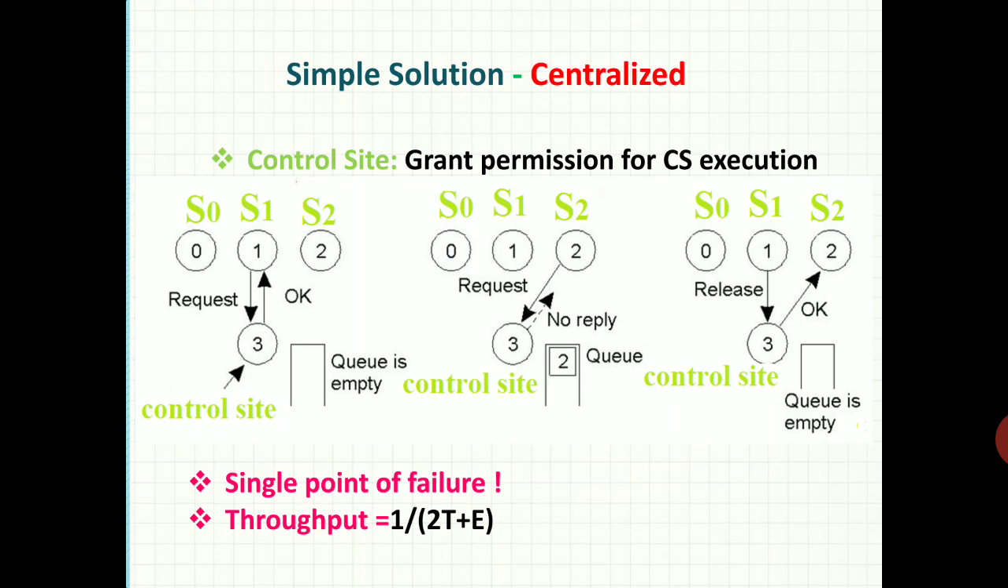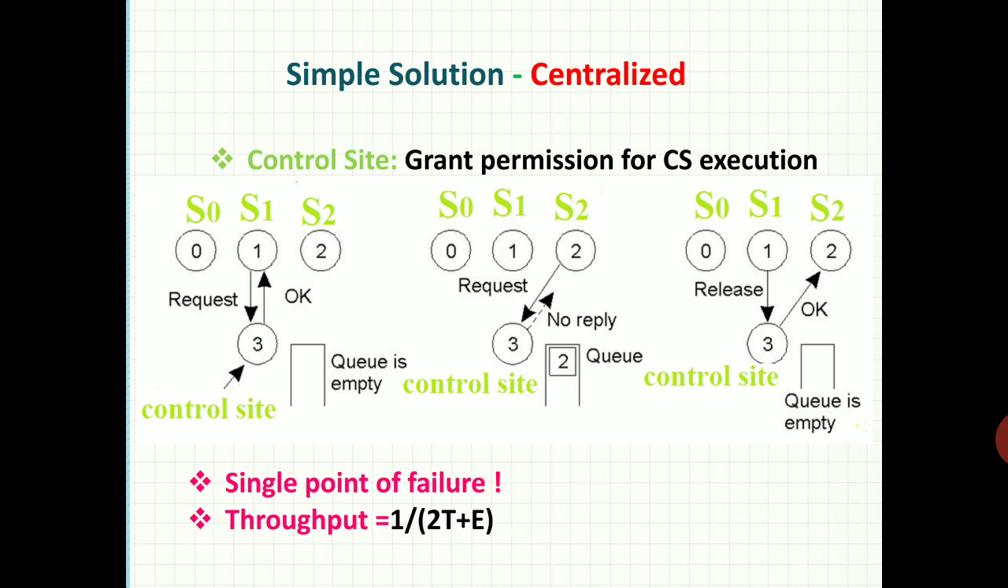Here you can see there are 4 sites, that is S0, S1, S2 and S3. Out of these 4 sites, we have selected S3 as the control site. You can select any of the sites, but in our situation we are selecting S3 as the control site. So S3 is the coordinator site or control site, which has the duty of granting permission to enter the critical section.